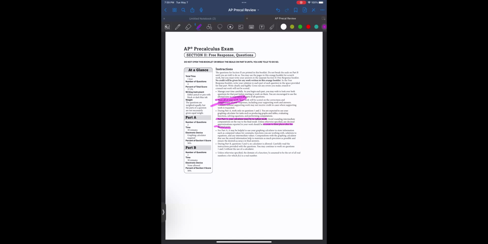So let me just see if there's anything else interesting. Computations with the graphing calculator should use stored information to help maintain as much precision as possible and ensure the desired accuracy in final answers. Unless otherwise specified, the domain of a function f is assumed to be the set of all real numbers. So that is also pretty important. All right, we're good with these instructions then? We've got the main points figured out?